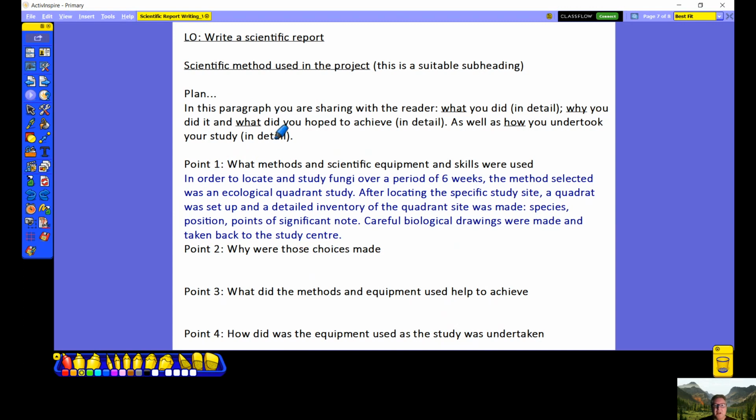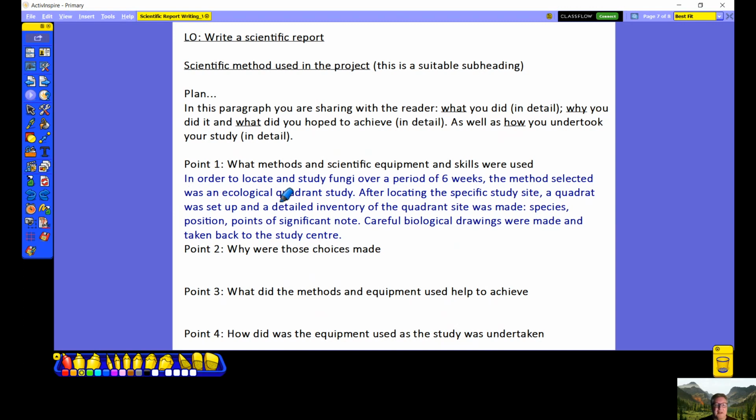So here we have a reminder of the key things, the whats and the whys and the hows that I think are going to be relevant to putting into this particular paragraph, which is the method. And I've taken point 1, which was what methods and scientific equipment and skills were used. Now I had a little go at my first thought. Because this is a plan, there's scope for me to review this and change it, and even after I put it together, it will be a first draft. So there's plenty of opportunities for making revisions. So let's have a read.